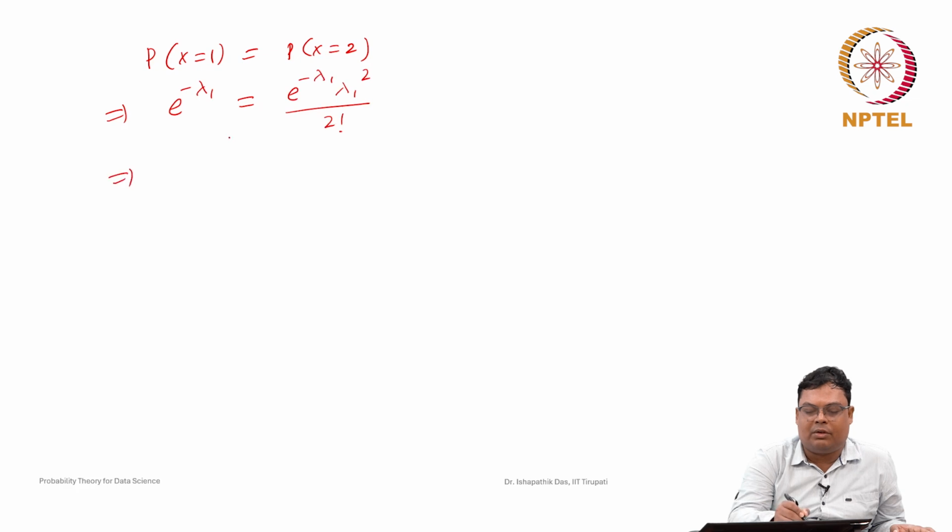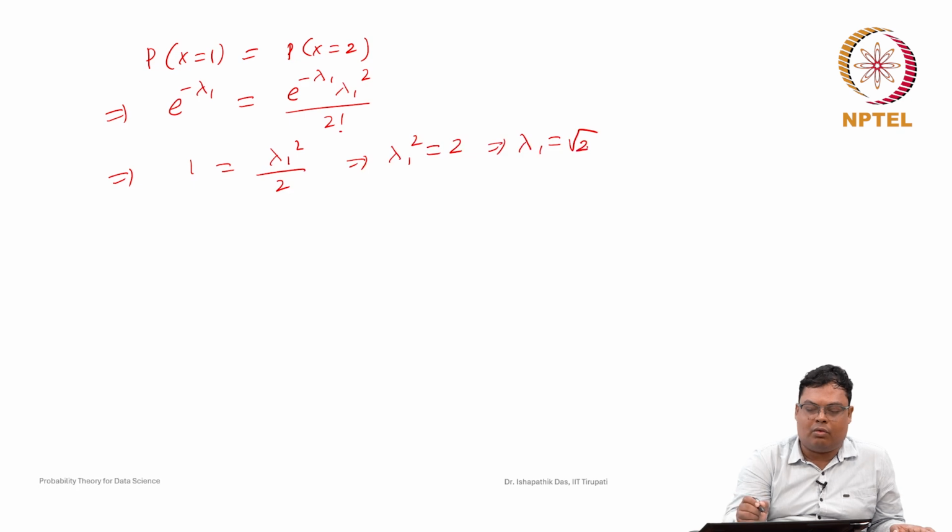Now, we have to solve this equation. So, this cancels, where this is 2. So, 1 is equal to lambda 1 square by 2, which implies lambda 1 square is equal to 2, which implies lambda 1 is equal to root 2.